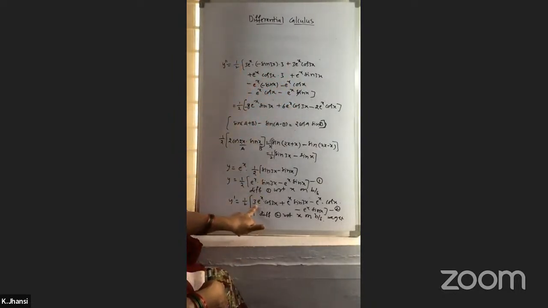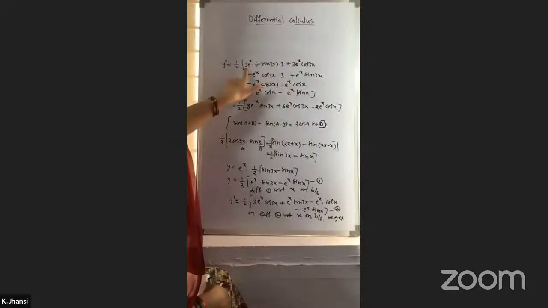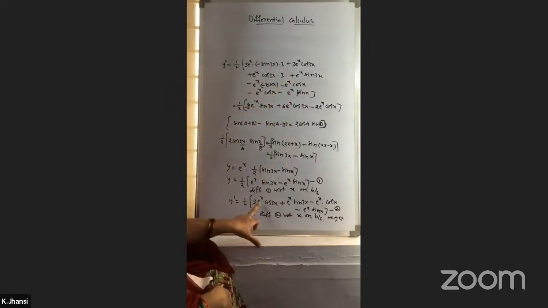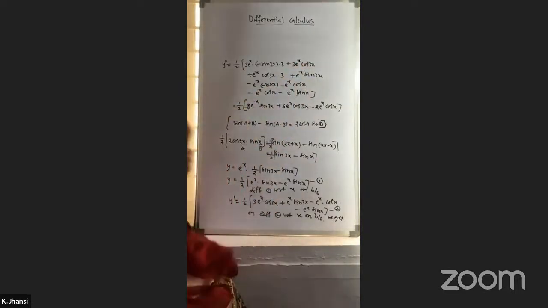So again for this you do the uv method. E power x, this is constant, cos 3x. Cos 3x differentiation is minus sin 3x, 3 into 3. So here 3 3s are 9. So before I have written 9. And again here 3 into e power x differentiation is e power x. Cos 3x is constant.